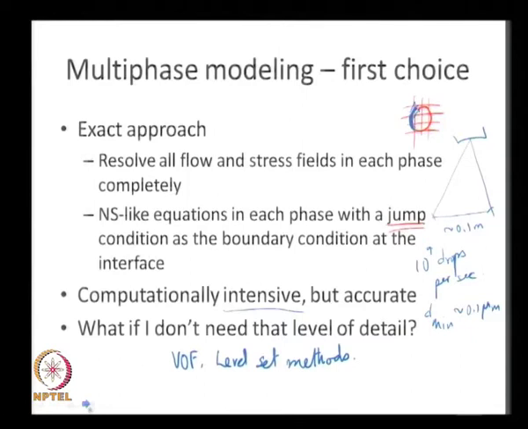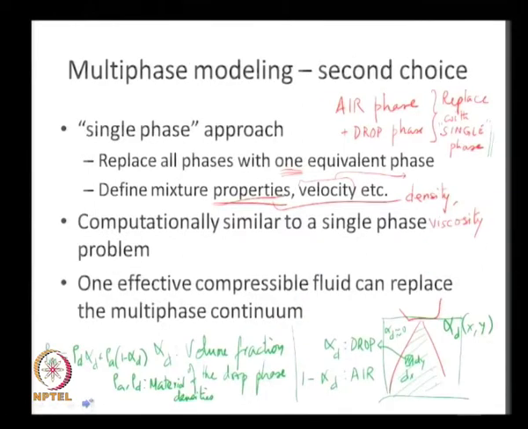And if I don't want that level of detail, what else can I do? I move on to the second approach, which is, like I said, like swinging all the way to the other end of the spectrum. I am looking at the simplest approach possible. So this is where I know there are two phases. I know there are bubbles that are embedded in water. But I am going to assume that all of this is one phase.